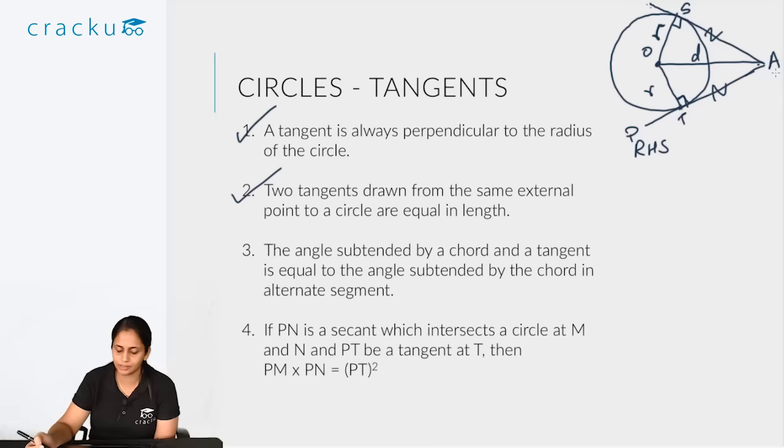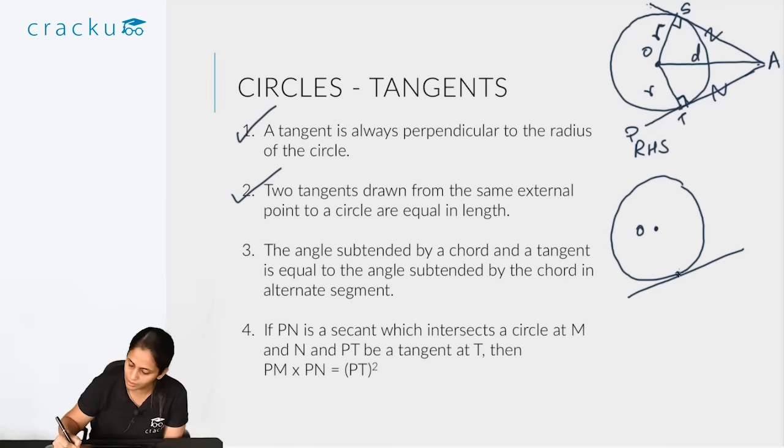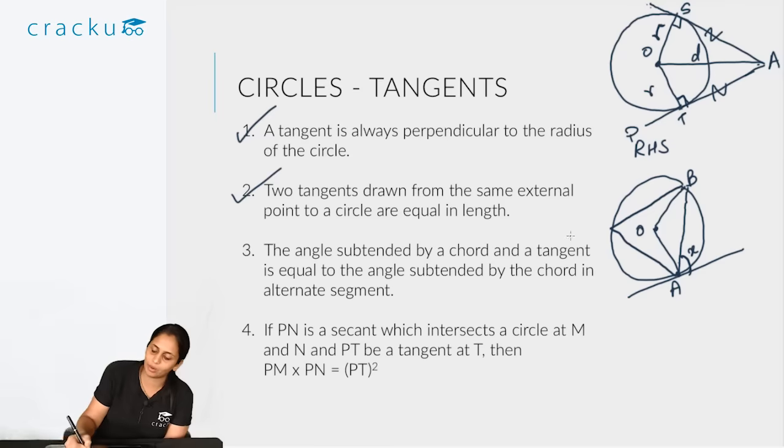Now let's come to the third property. The angle subtended by a chord at the... So this is, say, the chord. This is the center of the circle. This is chord AB. What this property says is that, suppose this is A, if this is x degrees, then the angle subtended by chord AB in the alternate segment, so this is called the alternate segment theorem, will also be x degrees. If this angle is x degrees, then the angle subtended by chord AB in the alternate segment, say that is ACB, will also be x degrees.